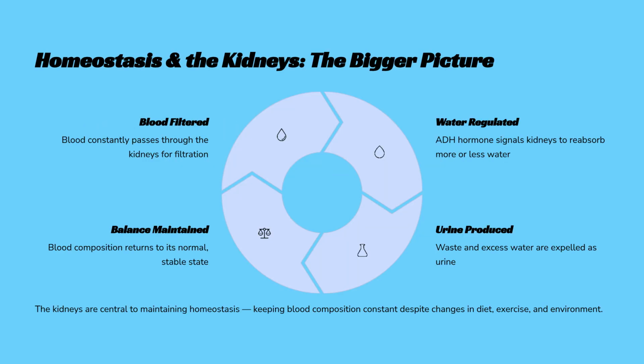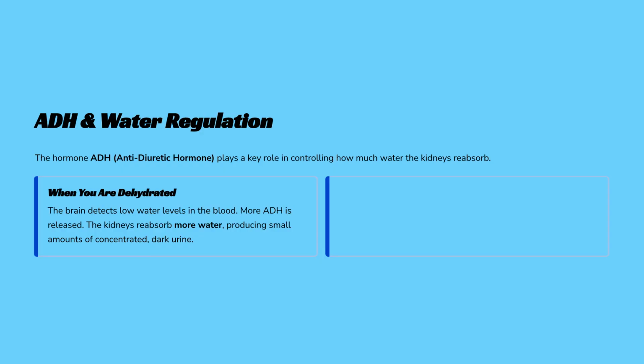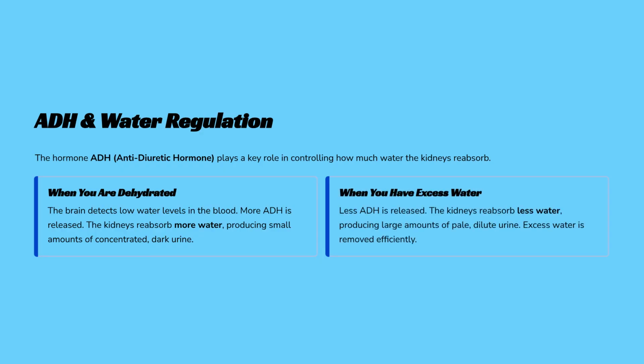The kidneys are central to homeostasis. They continuously filter blood, regulate water, produce urine, and ensure blood composition remains constant despite changes in the body's environment. ADH, or antidiuretic hormone, regulates water reabsorption. When dehydrated, more ADH is released, leading to water conservation. When water levels are high, less ADH is released, and excess water is expelled in dilute urine.